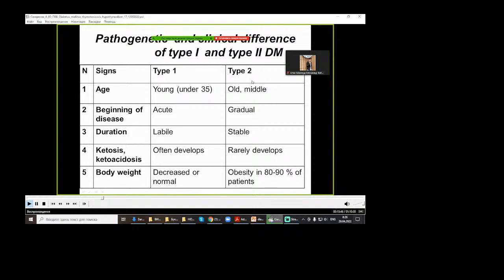As for type 2 of diabetes mellitus, age of onset is old or middle. Beginning of the disease is gradual. Duration of the disease is stable. Ketosis and ketoacidosis rarely develop. And body weight for the second type of diabetes mellitus, obesity is characteristic. So obesity in 80-90% of patients.